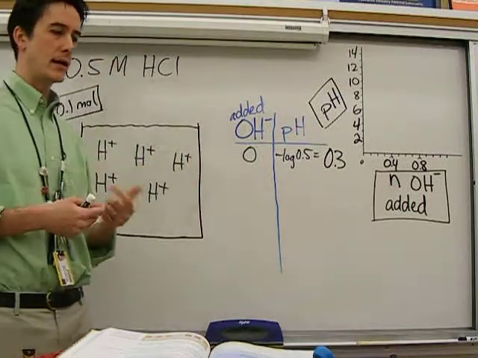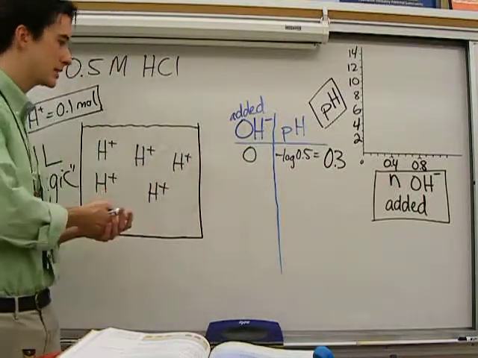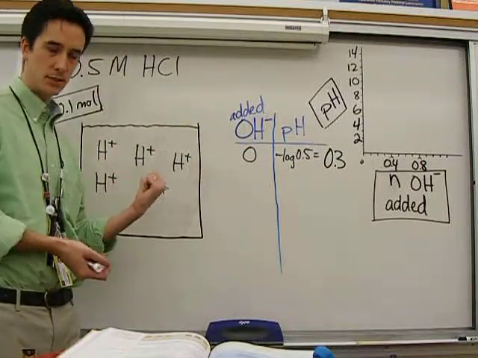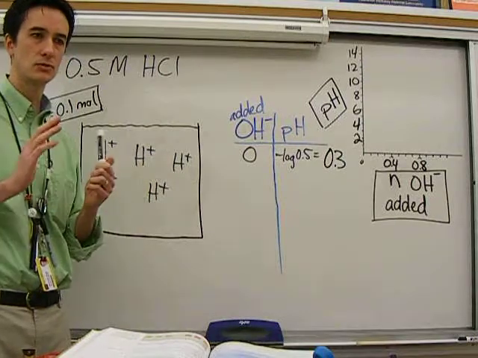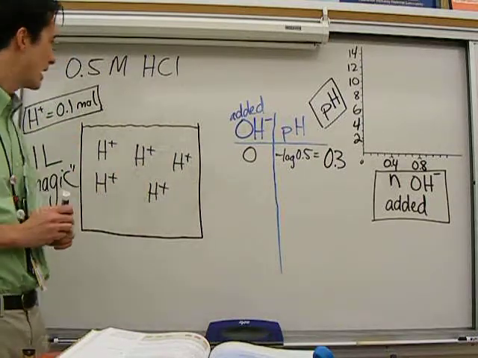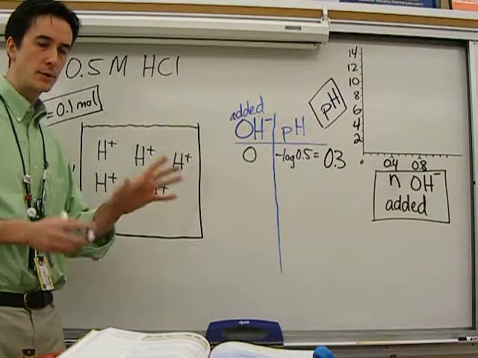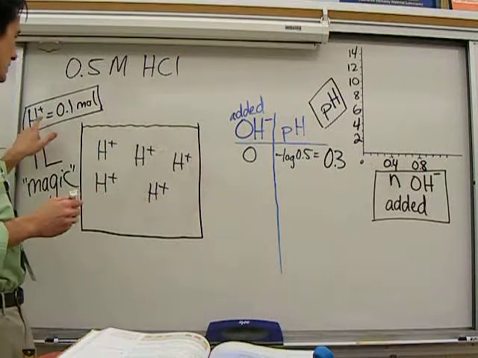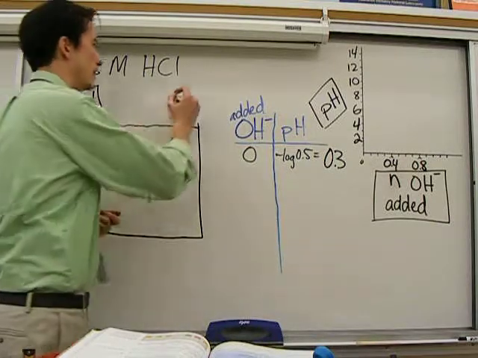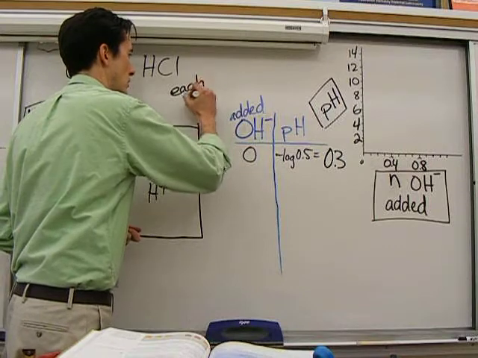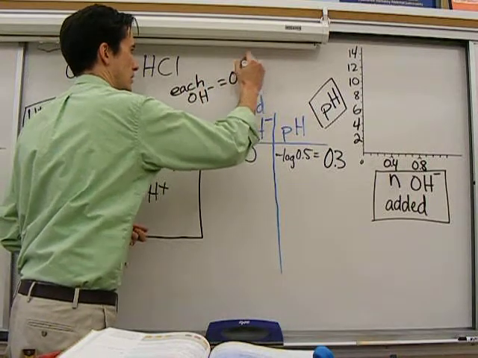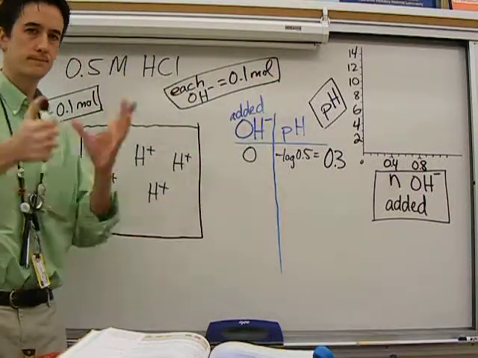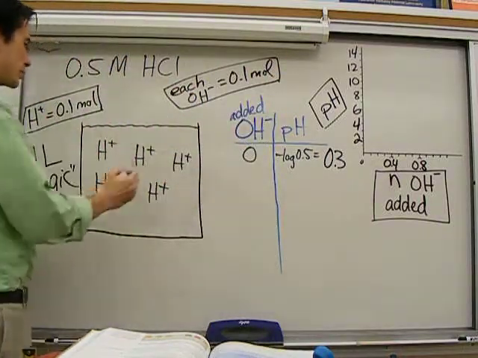Once again, I don't need to see the Na plus here because that is going to be a spectator. So OH is going to come into the solution, and that's the only thing I'm going to consider. And for each OH unit, I'm going to consider that to be 0.1 moles. So same as the H plus was 0.1 moles, each OH equals 0.1 moles. All right. So in comes an OH.